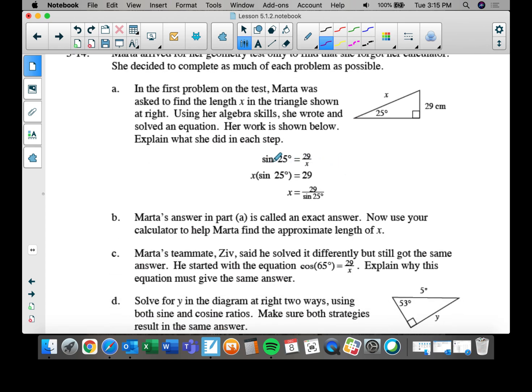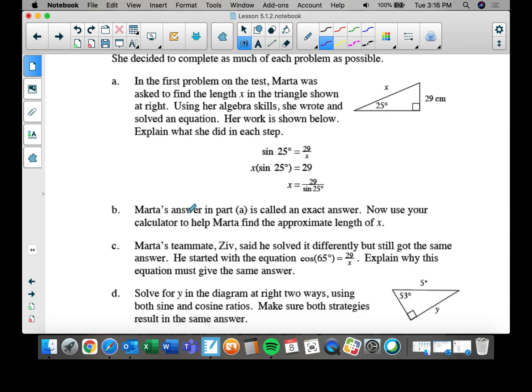So if you notice, she wrote sine of 25 equals 29 over x. Well, let's check. 29 is the opposite leg. x is the hypotenuse. So that is a sine problem. So she set up the ratio correctly of opposite to hypotenuse. And then if you go through and cross multiply, this is what you get. She then divided both sides by sine of 25 to get x by itself. And therefore, if she had her calculator, this is what she would type into that calculator.